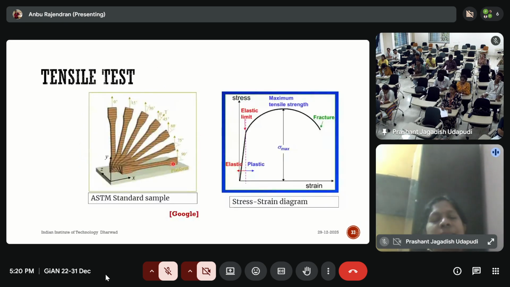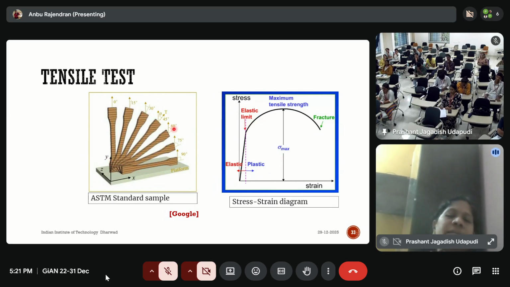So you have to prepare the standard sample, load the sample in the machine, and apply the load, and you will get the stress strain curve. By using the stress strain curve, you can get information on strength, ductility, toughness. All the basic mechanical properties can be analyzed or measured by using the tensile test.